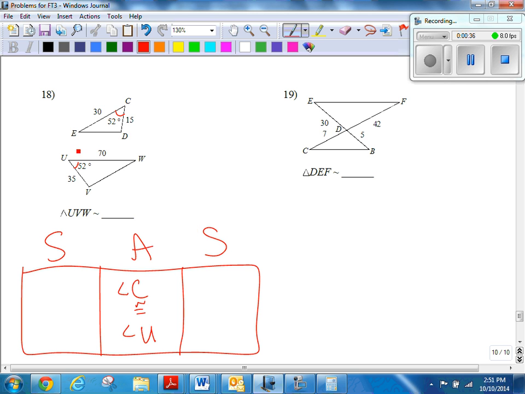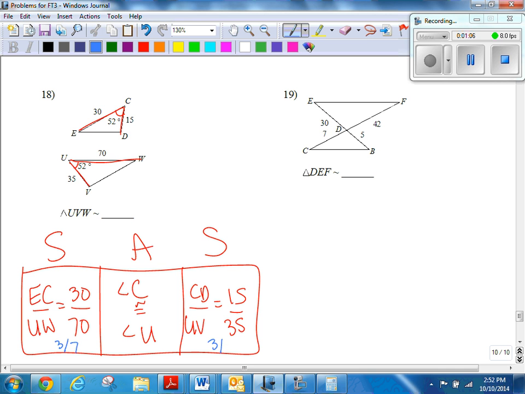So our longest side on the top is EC, which is 30. Our longest side on the bottom is UW, which is 70. And when we simplify that fraction, we get 3/7. And our shortest side on the top is CD, which is 15. And our shortest side on the bottom is UV, which is 35. And again, when we simplify that, we also get 3/7.